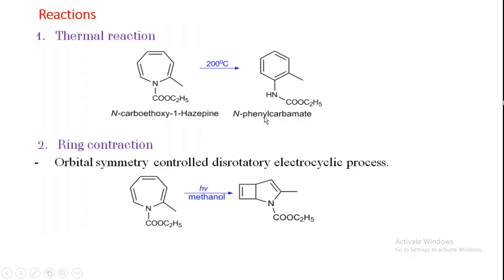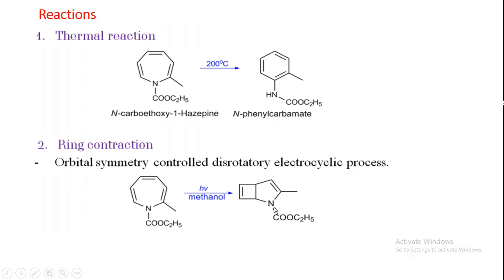Next, reactions. First, thermal reaction: if you heat at 200 degrees, N-carboethoxy 1H azepine will convert to N-phenyl carbamate. That means from a 7-member ring to a 6-member ring. Then ring contraction, an orbital symmetry controlled disrotatory electrocyclic process. You see, in the presence of methanol and UV light, this compound will undergo an electrocyclic process, that means this ring will break down, this rotation will take place, and ultimately you will get a fused ring, two rings attached.